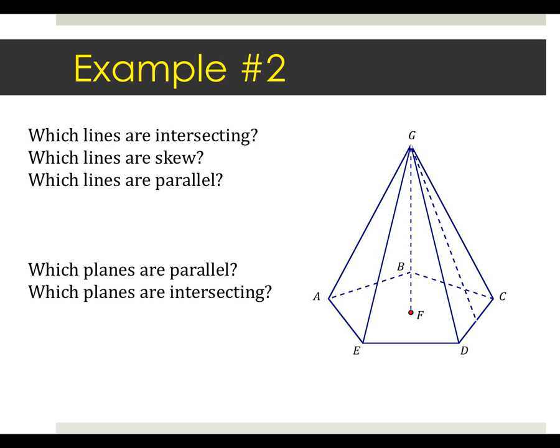Okay. What about planes now? Well, how many planes are in this picture? First of all, there are 6 of them. The bottom and then the 5 sides. None of the planes are parallel. All of them intersect. Oh, it's not real exciting there.